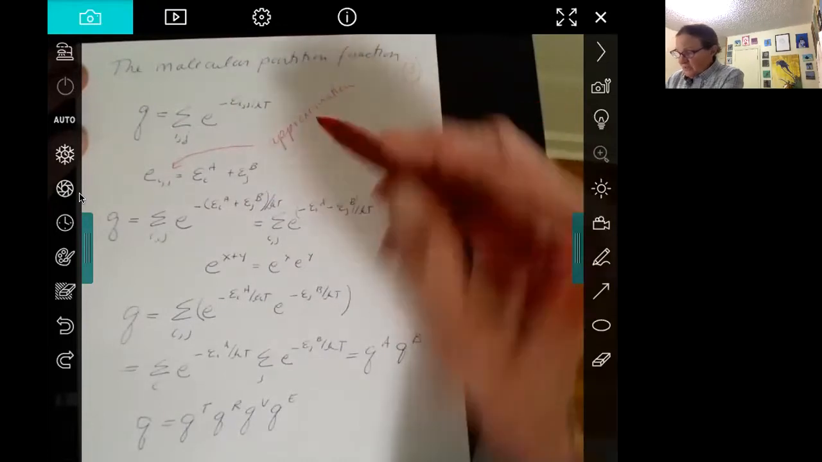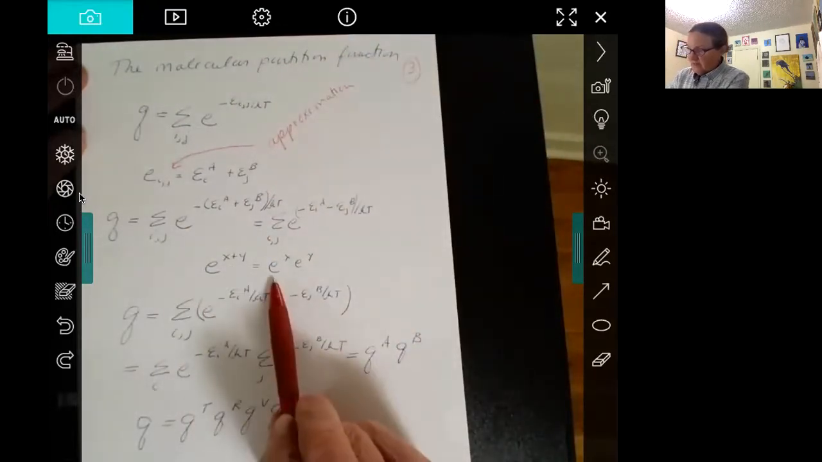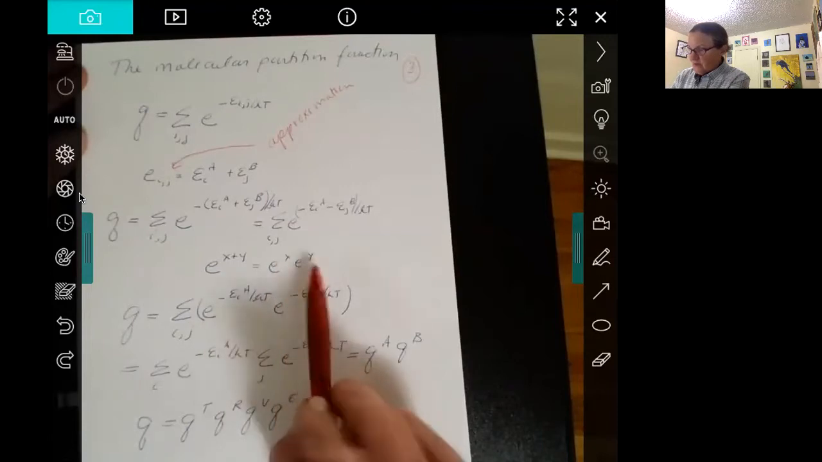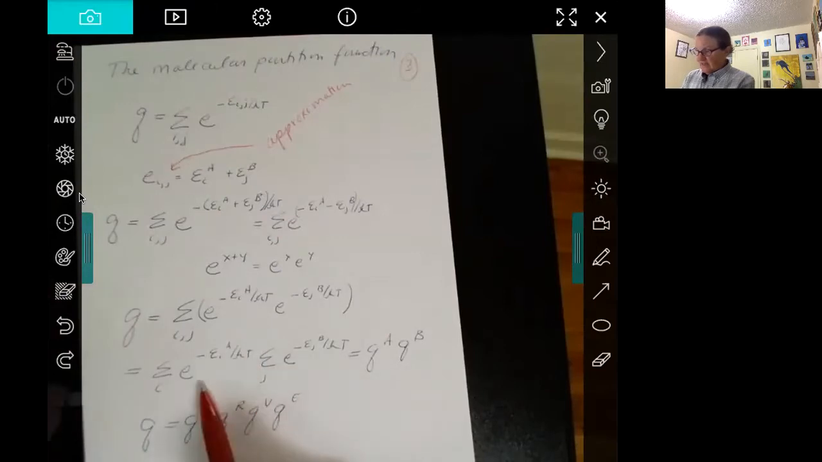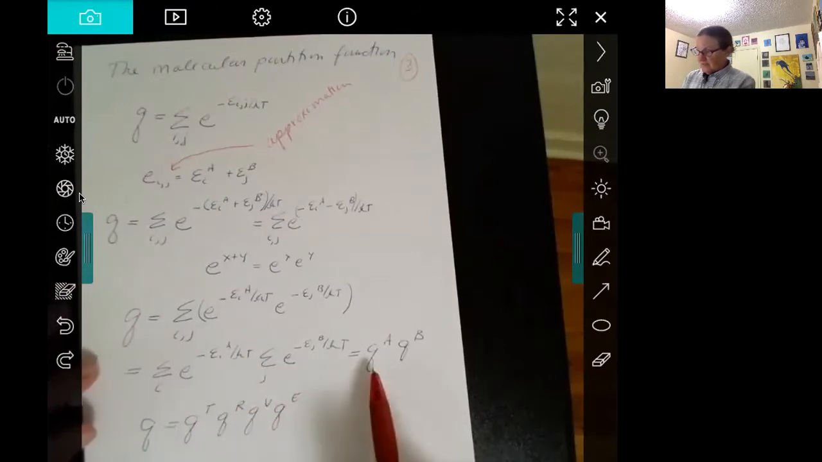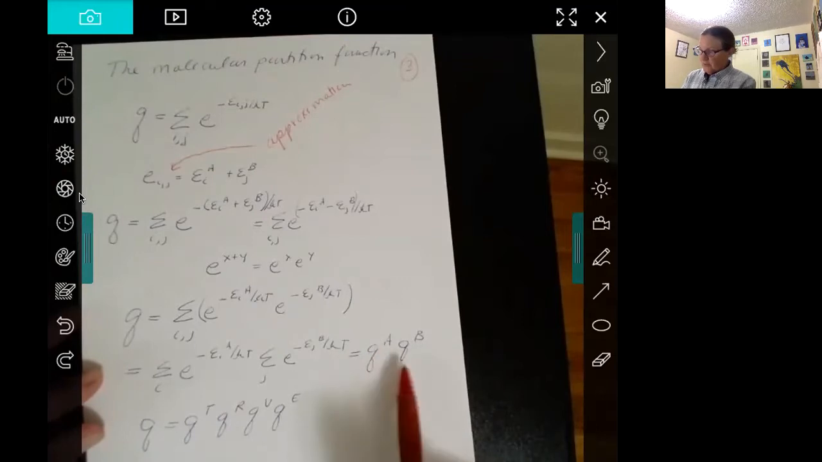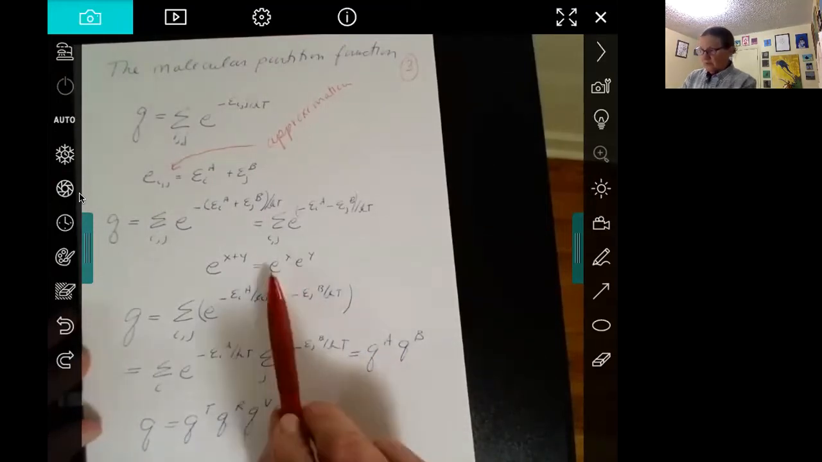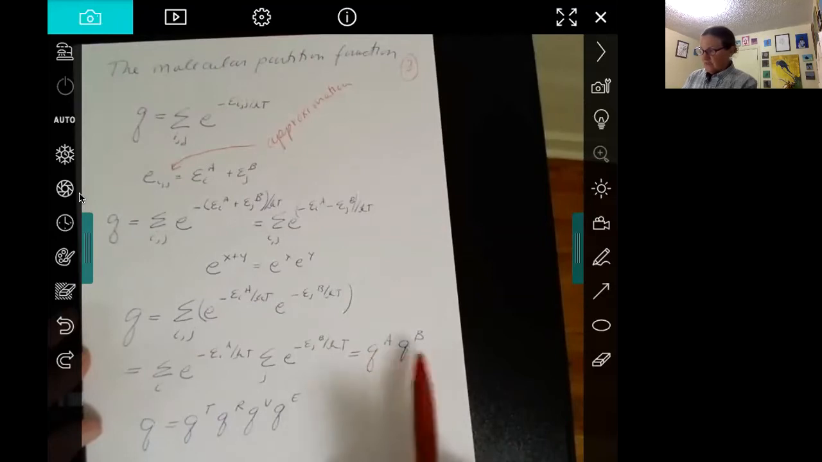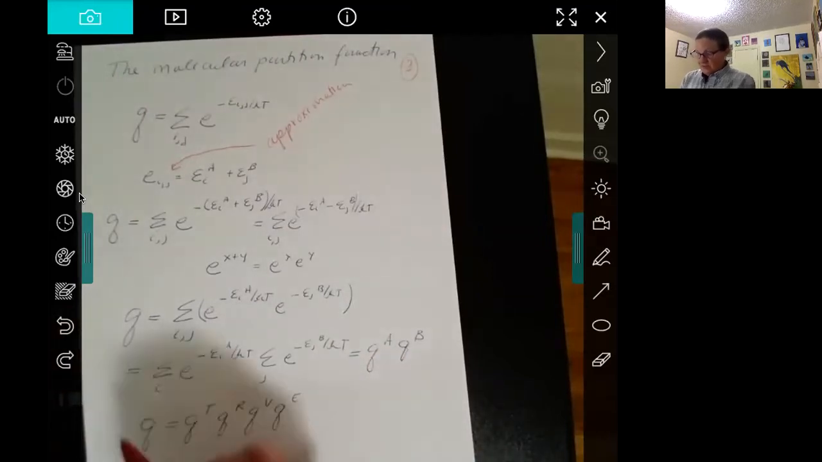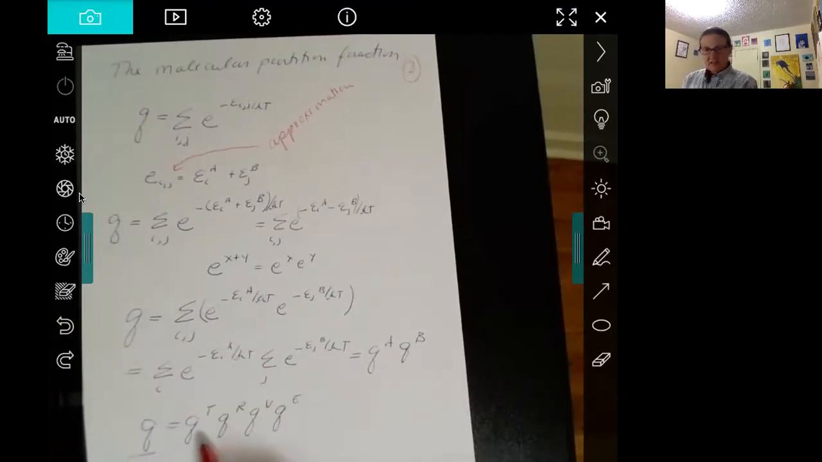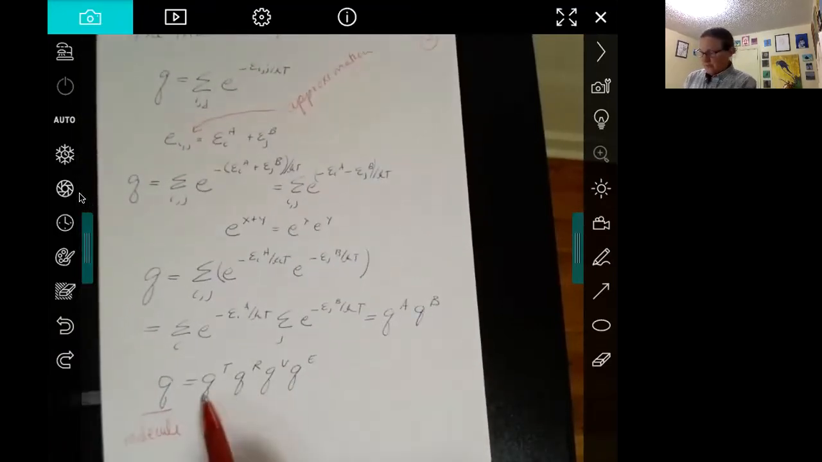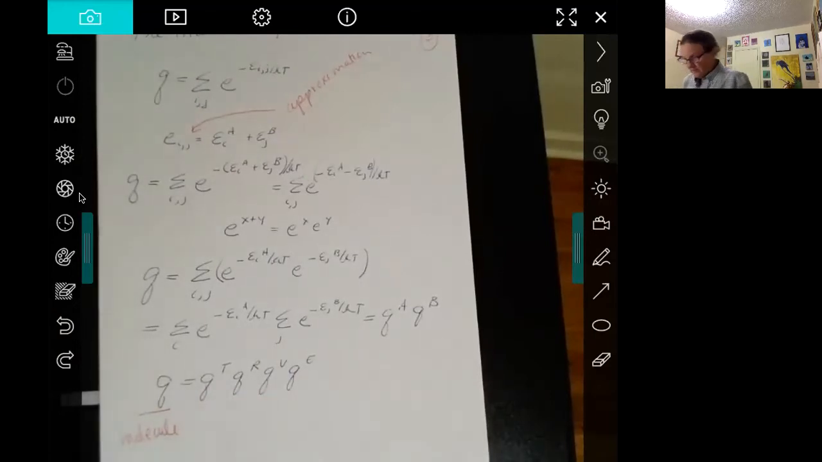But when you look at the math of that, e to the x plus y is equal to e to the x times e to the y. And so you can take what's a sum in the exponent, and that allows you to pull those two apart, and you can say that it's the partition function for one mode times the partition function of the second mode. So x and y are equal to a and b. And so a partition function for a molecule can be separated, and you can calculate the contribution from translational, rotational, vibrational, and electronic energy states.